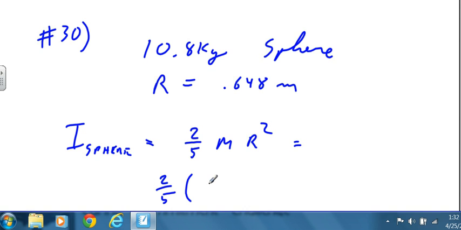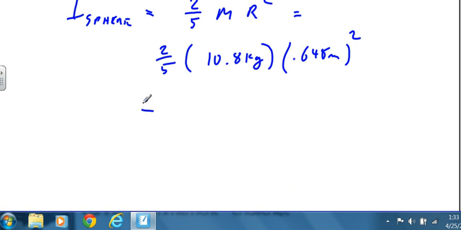Okay, so I got 2/5 mass radius squared, 2 divided by 5 times 10.8 times 0.648 squared, and I got 1.81, three significant digits, and kilograms meter squared. That's all there is for 30.